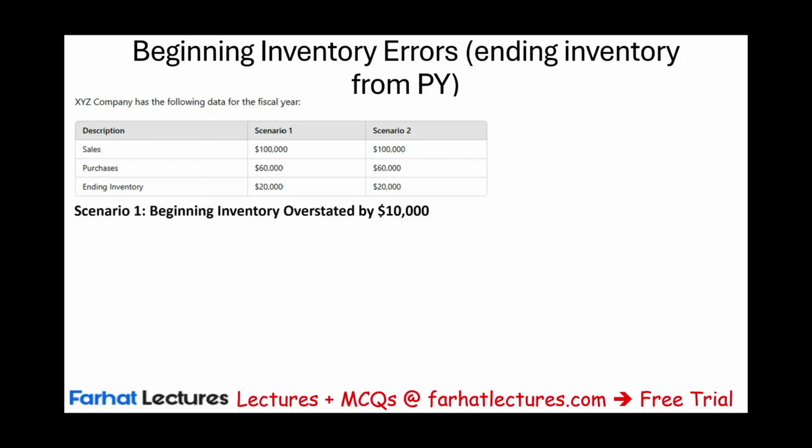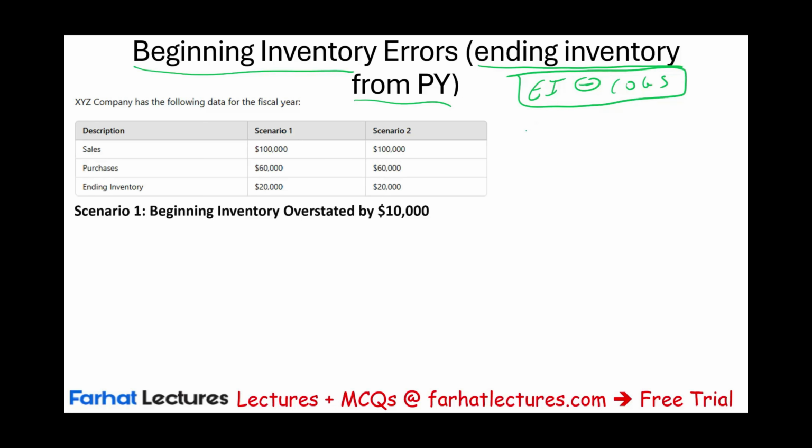Now let's take a look at the beginning inventory errors. As I just mentioned, ending inventory becomes the beginning inventory. Now we need to understand this relationship. So the best way to illustrate this is through an example. But before we proceed, let me summarize one more time. Ending inventory and cost of goods sold, it's a negative relationship. Keep that in mind. This is ending.